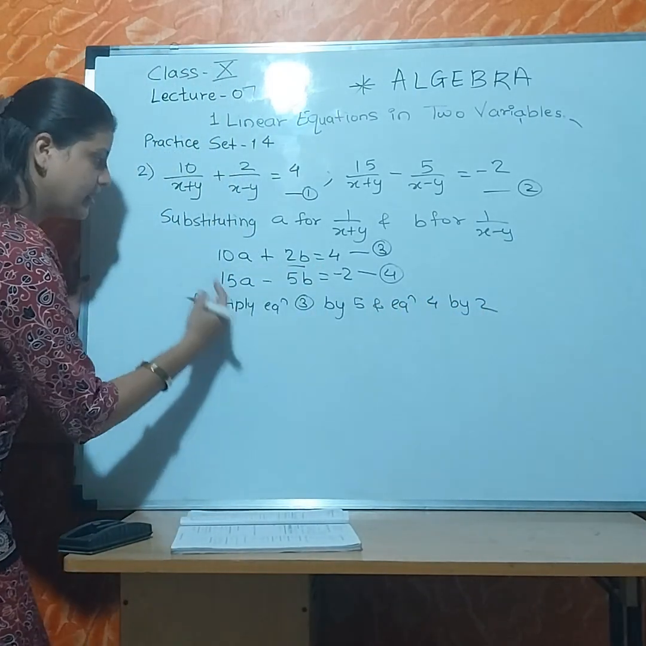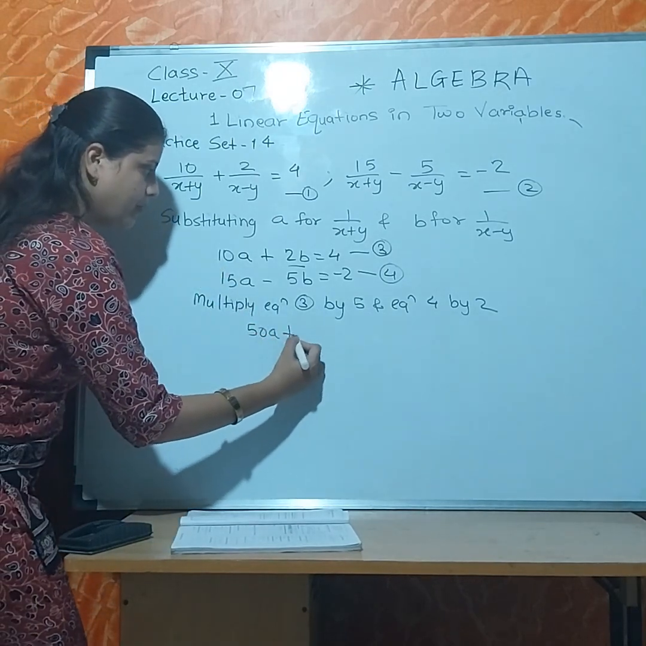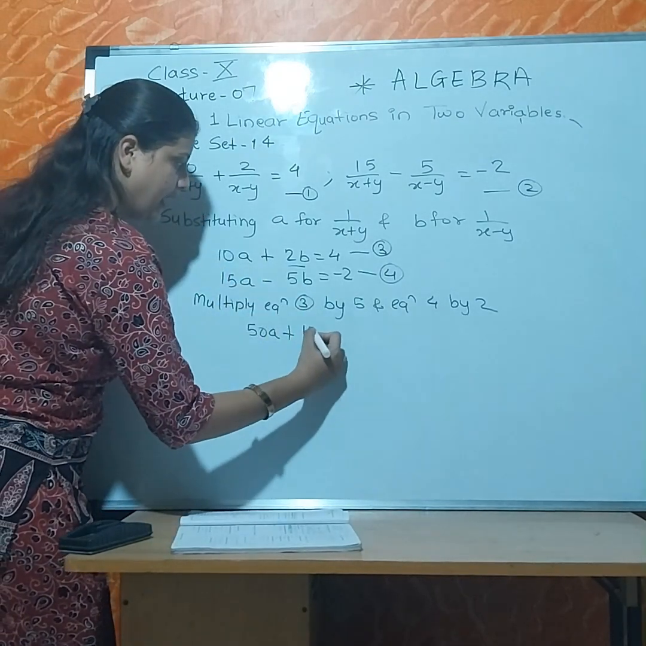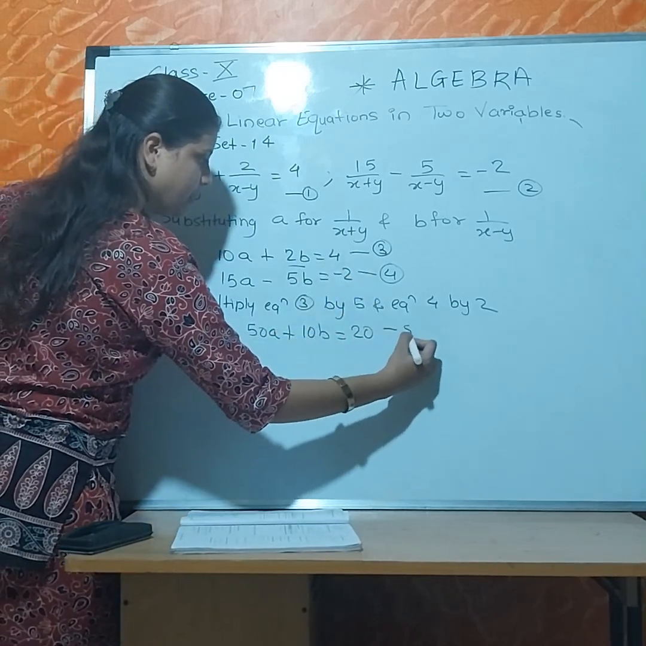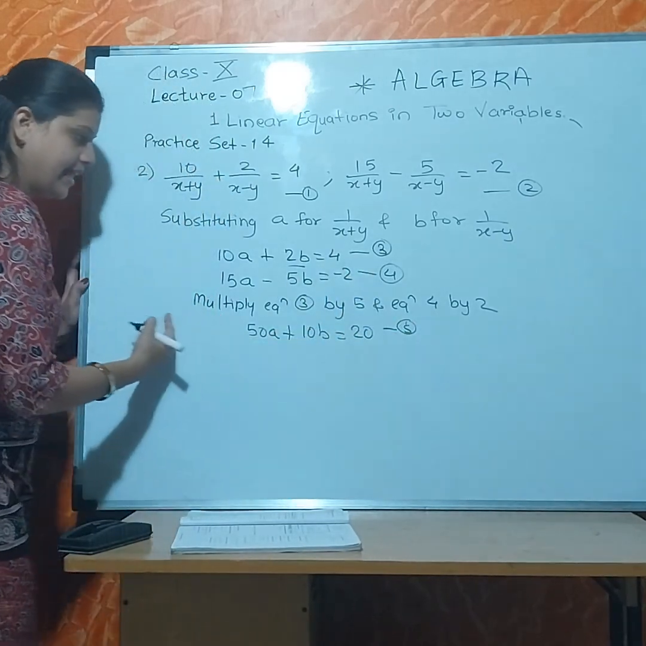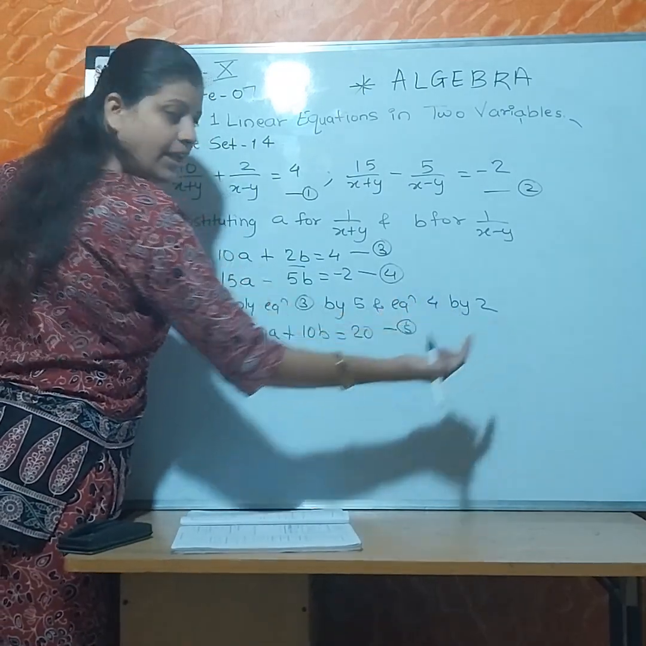So what is equation number 3? 5 into 10, 50a plus 5 into 2, 10b is equal to 5 4s are 20. This is equation number 5. And next, we have to multiply equation number 4 by 2.